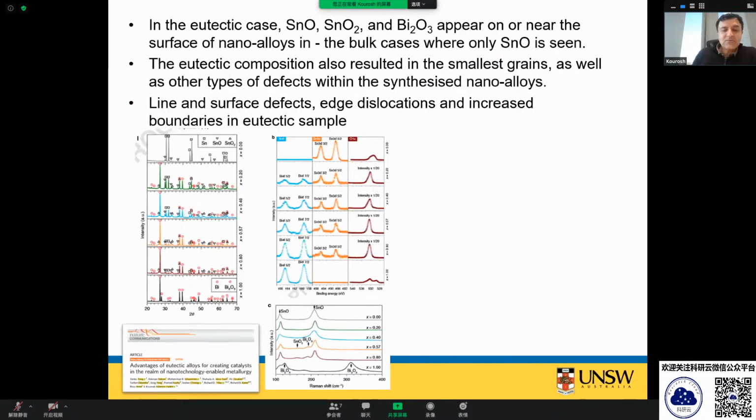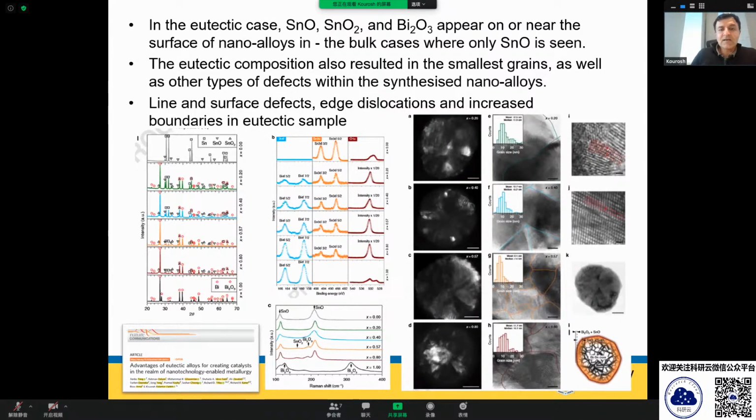Now, imagine you sonicate everything and you go from eutectic alloy to less eutectic alloys. What will happen? Now, if you don't shake everything and you take the exfoliation of only oxide from the surface of the bulk, what comes out is a competition between the tin and bismuth, and tin wins the competition. Tin monoxide comes out, and you exfoliate it. Now, you shake everything, suddenly the thermodynamics of the system changes. You get bismuth oxide, you get tin oxide, and you get tin dioxide on the surface. Not only that, you get line defects, surface defects, edge dislocations, and boundaries in the eutectic system, much more than the other systems.